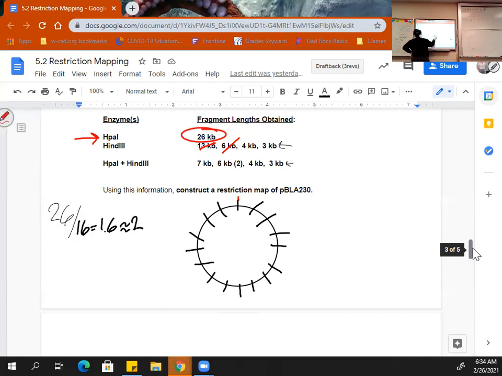Okay, so we start here. We want 13. 2, 4, 6, 8, 10, 12, 13. So H3. Let's do our 6 again. So we have 1, 2, 3, 4, 5, 6. And 4. 1, 2, 3, 4. That leaves us with way too much.